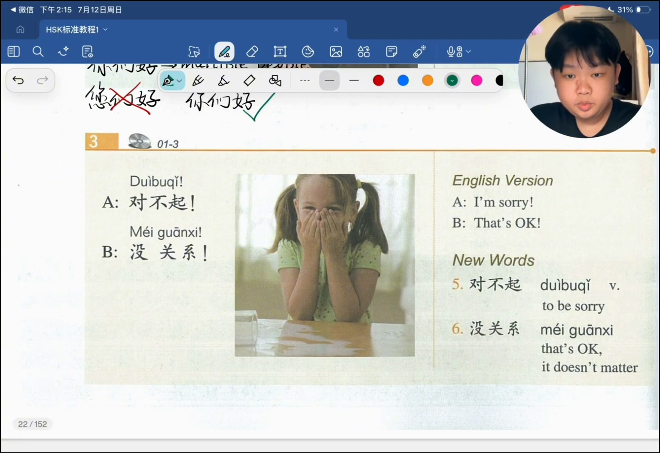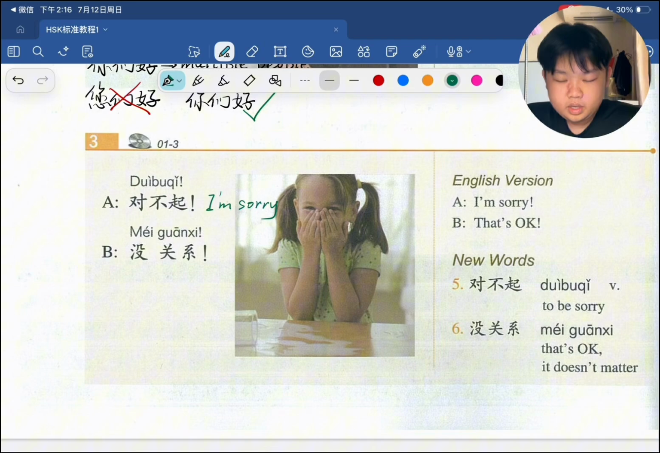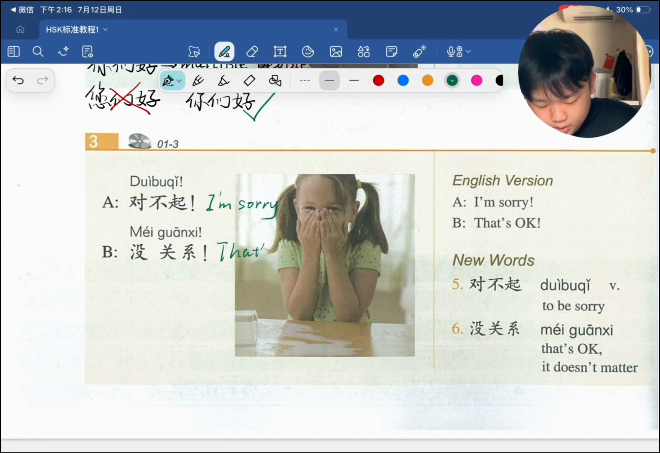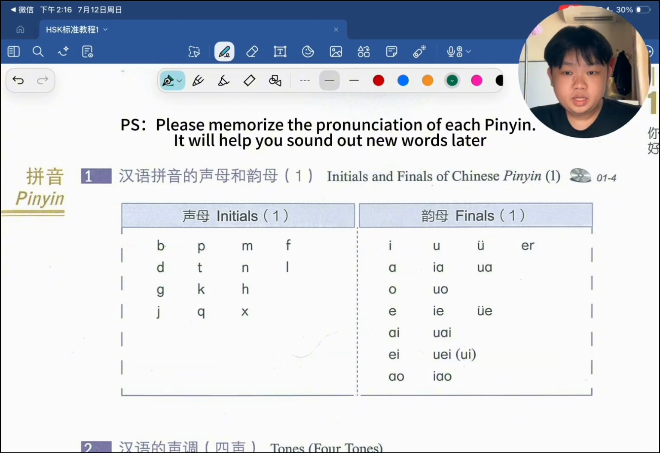Let's move on to dialogue 3. A says 对不起, which means I'm sorry. And B replies 没关系, which means that's okay. The new words we learn here are 对不起, a verb meaning to be sorry, and 没关系, meaning that's okay or it doesn't matter.